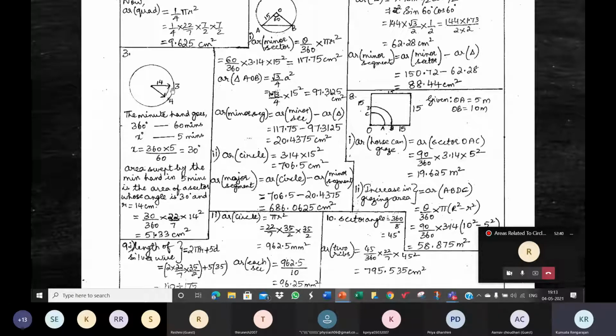It traces a sector. Clearly, the minute hand traces a sector in 5 minutes. And the radius of the sector is 14 centimeters, which is the length of the minute hand. Now your question is this, children. Find the area swept by the minute hand in 5 minutes. What is the area? So you should find the area of the sector.